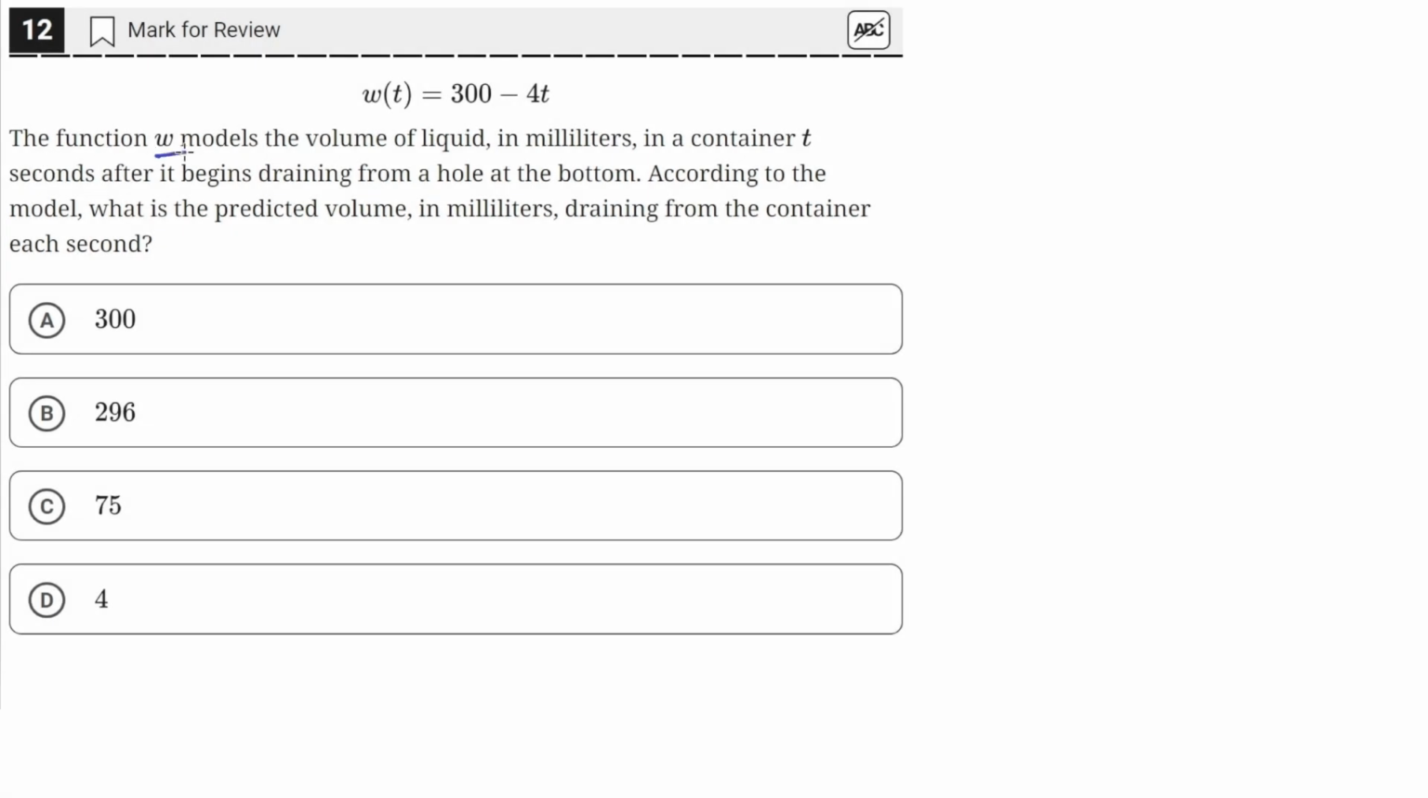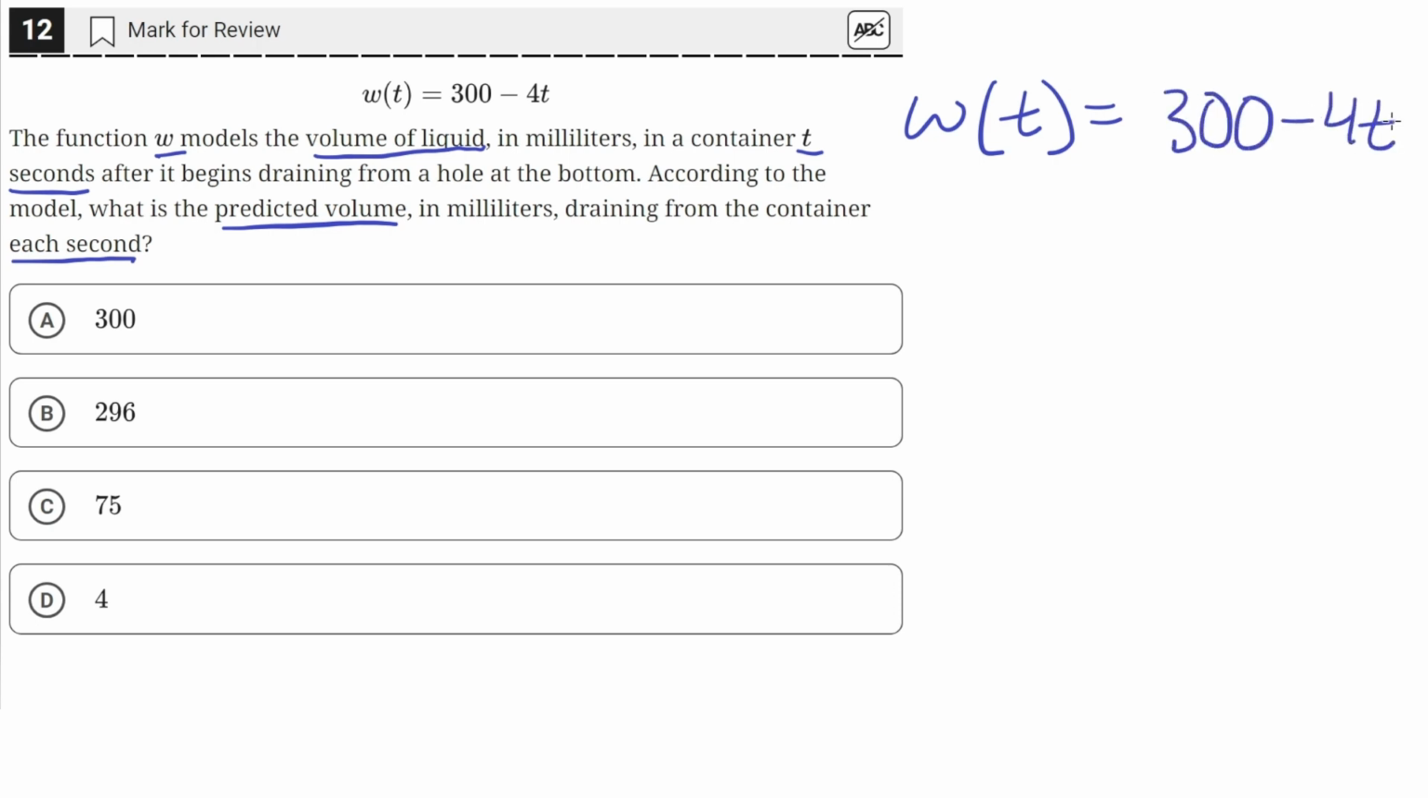The function w models the volume of liquid in milliliters in a container t seconds after it begins draining from a hole at the bottom. According to the model, what is the predicted volume in milliliters draining from the container each second? Okay, so we have this equation that gives us the volume of the liquid as a function of the time passed. So the volume is W of t, and t is the time passed.